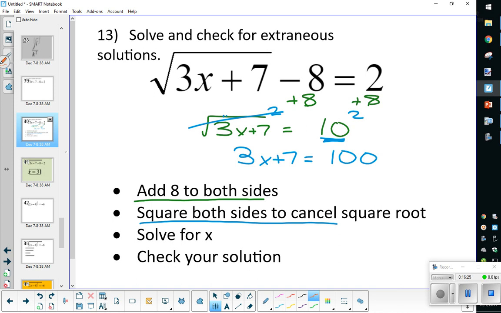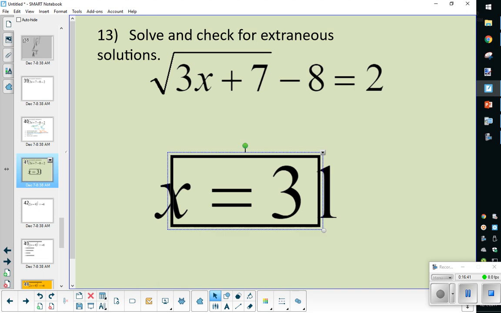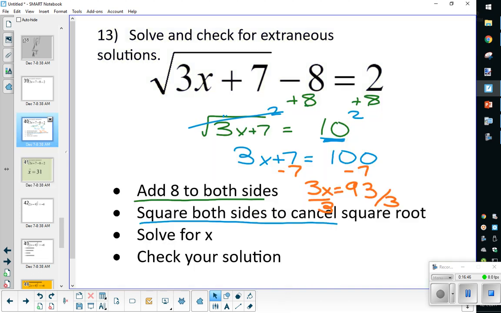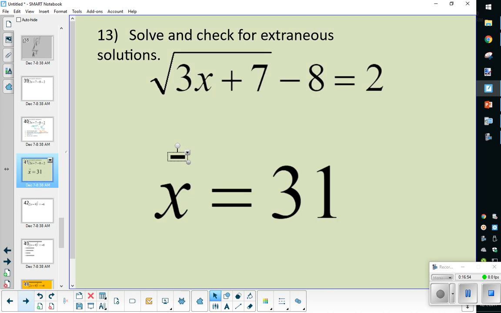But we're good here. Then we're going to subtract 7. 3x is equal to 100 minus 7, which is 93. Divide by 3. 93 divided by 3 gets me 31. So again, we just got rid of stuff. We added 8. We squared it. 100 minus 7 is 93. 93 divided by 3 is 31.